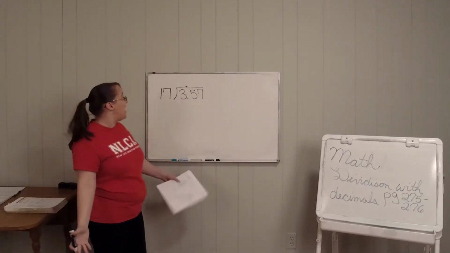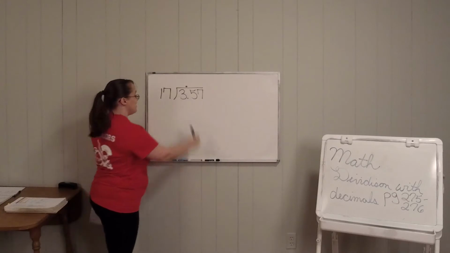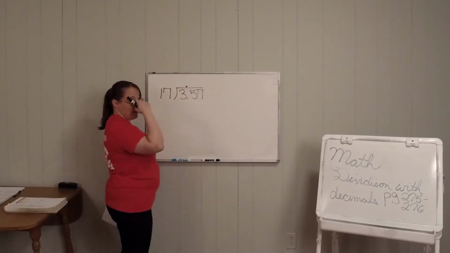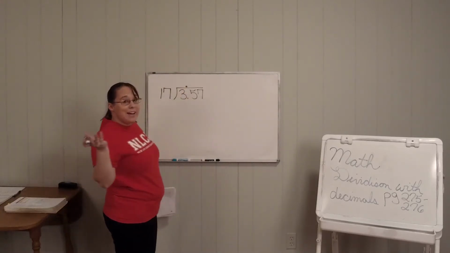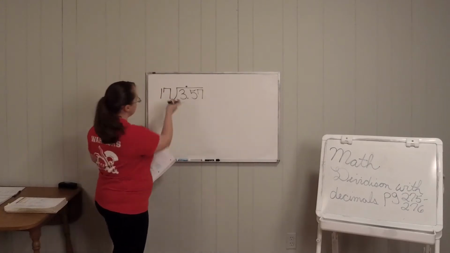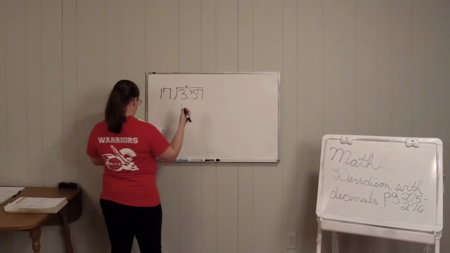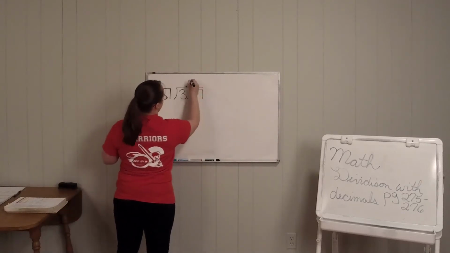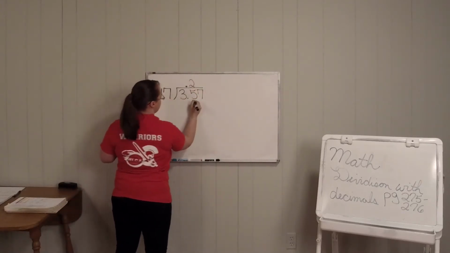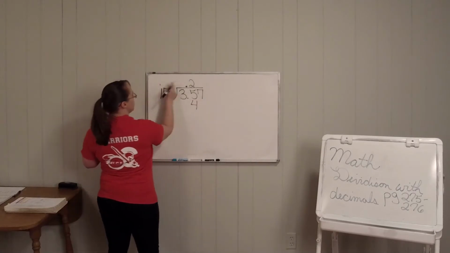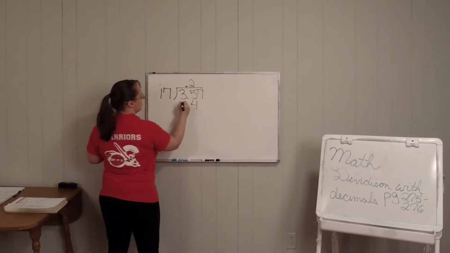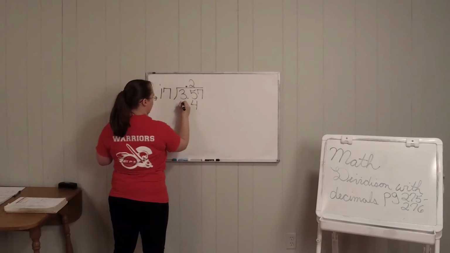That's all you have to do, is bring the decimal up, put it into your answer, your quotient, and then divide normal. So how many times can 17 go into 35? Well, you know it's going to go more than 1. So let's try 2. 2 times 7 is 14. 2 times 1 is 2, plus 1 more is 3, I mean.